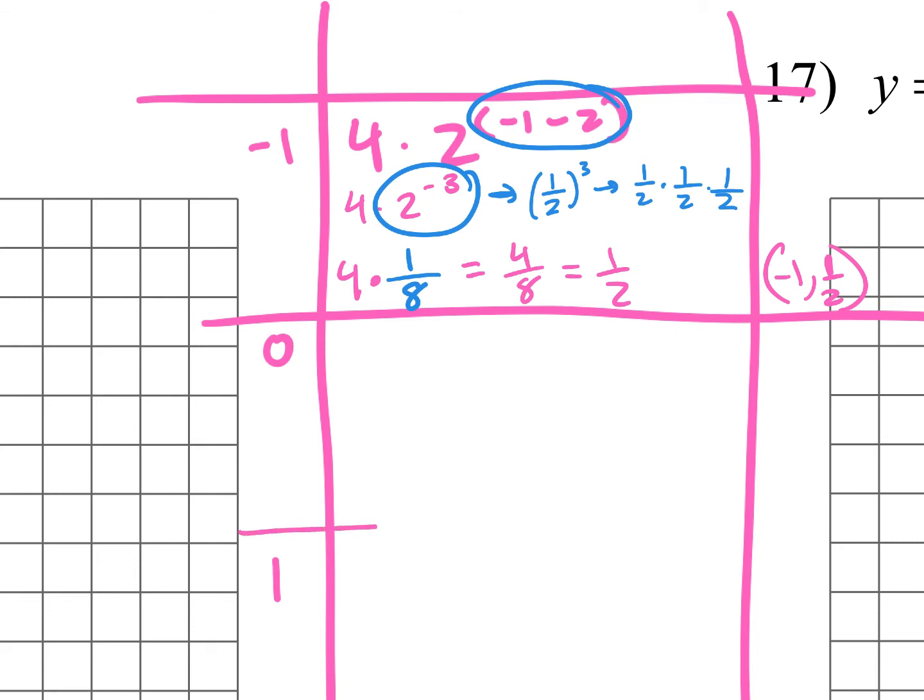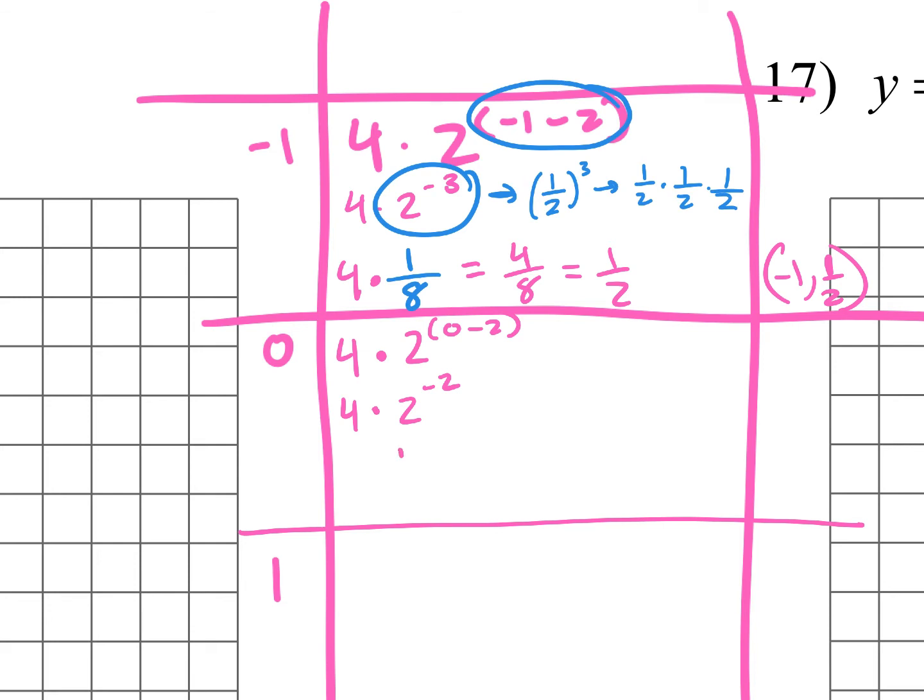All right, let's plug in 0. So this would be 4 times 2 to the power of 0 minus 2. First we have to do the parentheses. So 0 minus 2 is -2. What is 2 to the power of -2? What's 2 to the power of 2? 2 squared is 4. And then we flip it. So instead of 4, what would it be?